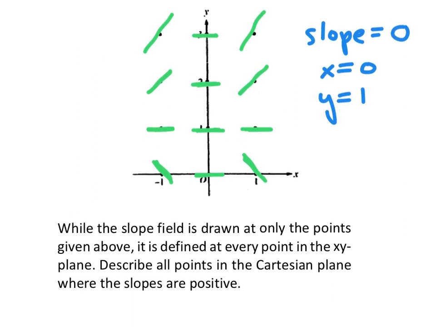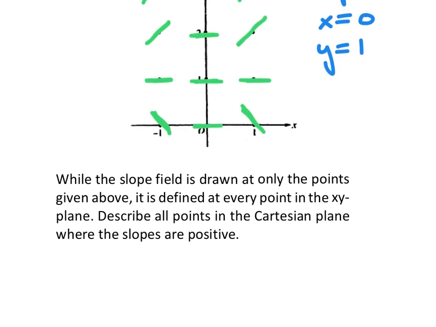Now if I move this up, the next step says, while the slope field is drawn at only the points given above, it is actually defined at every point in the xy plane. Describe all the points in this Cartesian plane where the slopes are positive. Remember, the Cartesian plane is the xy plane.